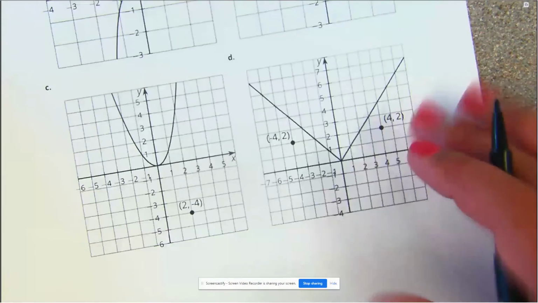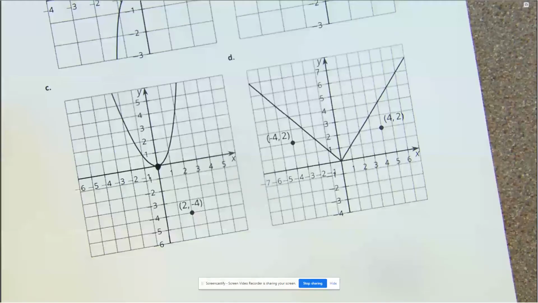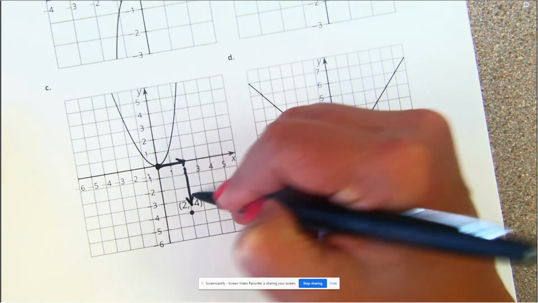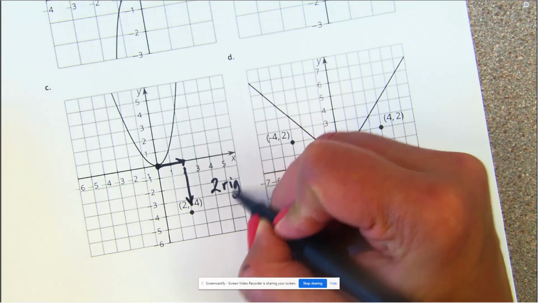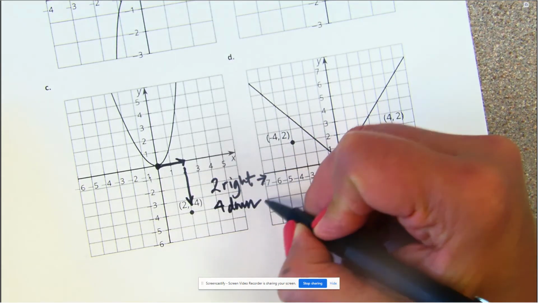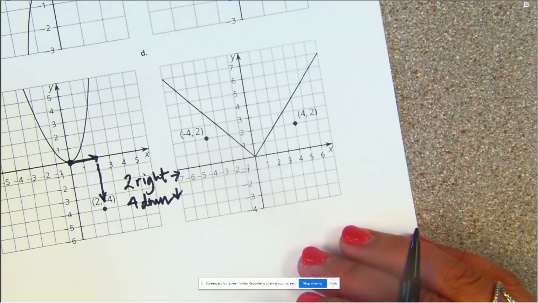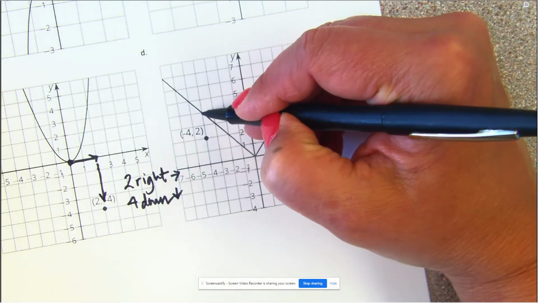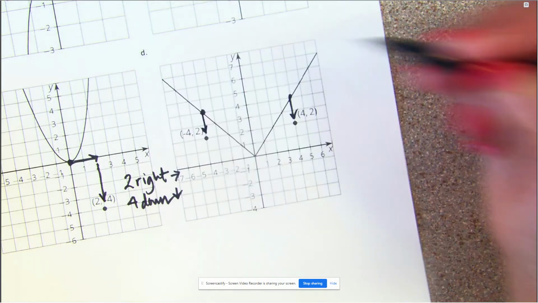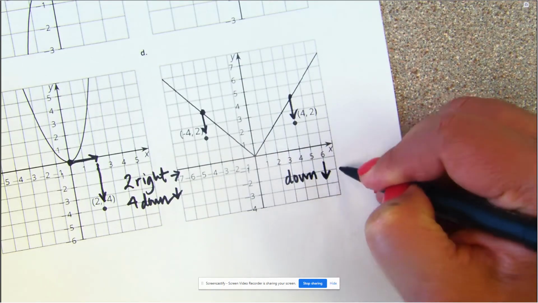Letter C. How could I get this graph to go through this point? I'm just going to use this point. That's easy to me. I'm going to go 2 to the right and 4 down. And then this one I've got to go through 2 points. So let's see if I'm here and here. If I just go down 2, that absolute value graph will go right through that. Down 2.